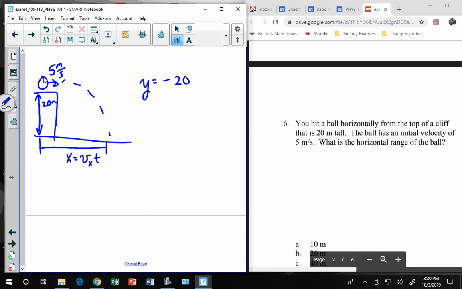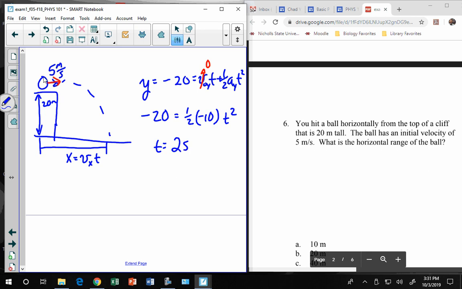And so I can say y is equal to v naught y t plus 1/2 ay t squared. And fortunately for us, this is 0 because all of the velocity is in the x direction. There is no y component to the velocity. So say negative 20 equals 1/2 of negative 10 t squared. That t squared is equal to 20 divided by 5, which is 4. Square root of that is 2 seconds.